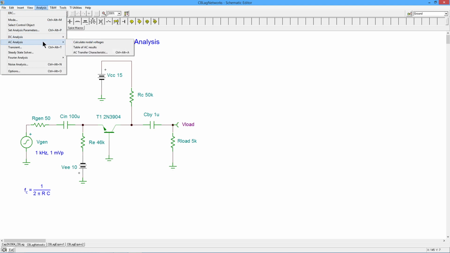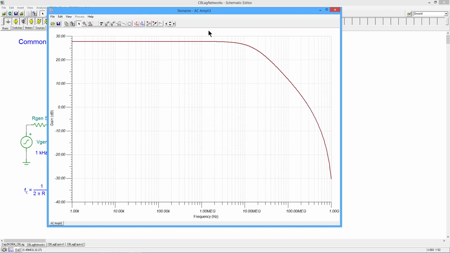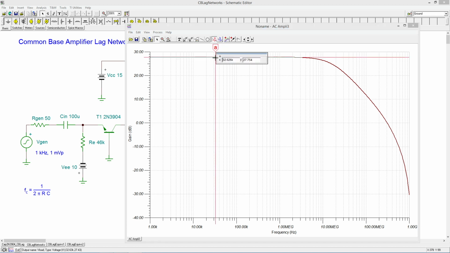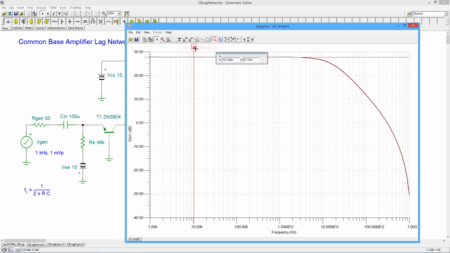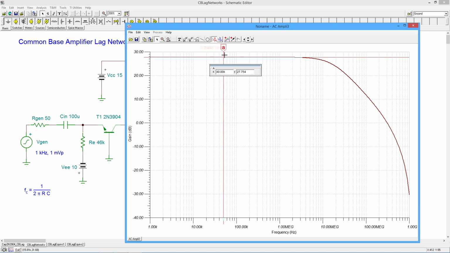All right, so let's do an AC analysis here. Let's see, that all looks good. Okay, so first things first, I have to find the gain because we were expecting a gain of around 28 dB, and we're getting 27.75. Okay, 27 and 3/4. All right, so that looks good. The gain is looking good.